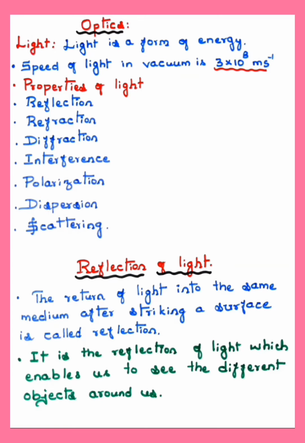We shall move to the topic now. Speed of light in vacuum is 3 into 10 to the power of 8 meter per second, we all know. And light possesses properties like reflection, refraction, diffraction, interference, polarization, dispersion and scattering. These are the very important properties of light.